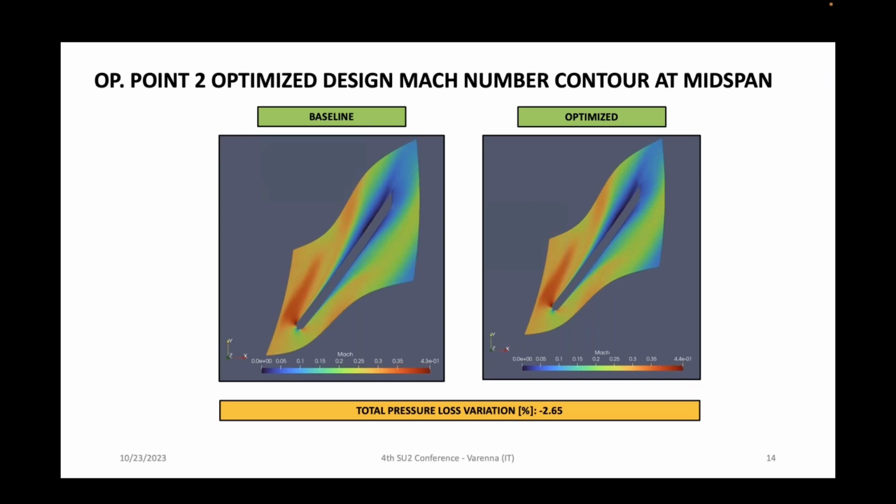For operating point number two, you cannot see the shape deformation with the naked eye because, of course, there's zero incidence, so there was a lower shape deformation in terms of distance between the points. However, we still obtained an almost 3% total pressure loss variation.